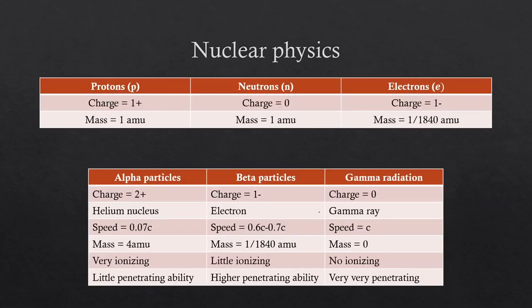Then you have nuclear physics, which basically starts off with basic chemistry. We have protons, neutrons, and electrons, with charge of 1, 0, 1 minus respectively, and a mass of 1 u, 1 u, and 1 by 1840 u.